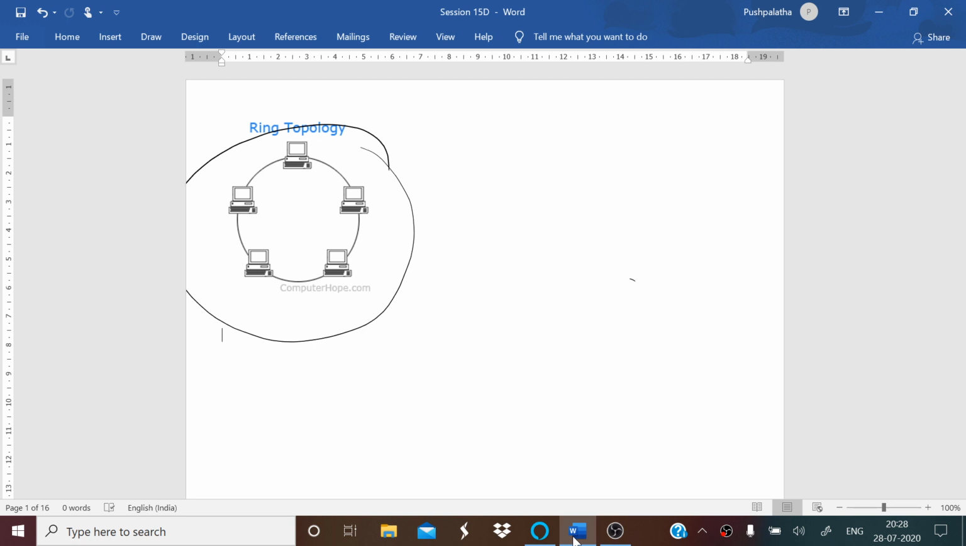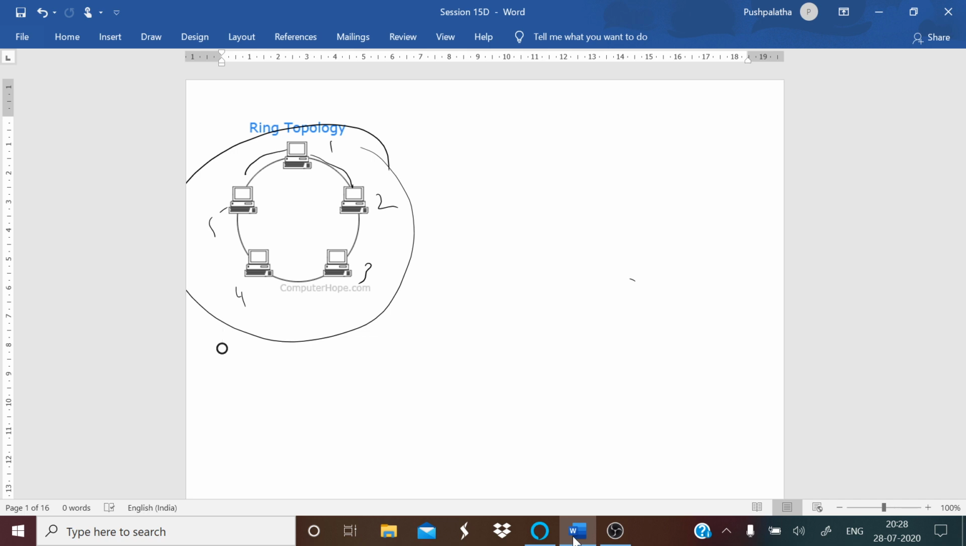So each device is connected to two devices on either side of it. Now this is connected to both this and this. If it is 1 2 3 4 5, one is connected to both 2 and 5. So there are two dedicated point to point links a device has with the devices on either side. That is, it is connected to this and this also, right? So this structure forms a ring. Therefore it is known as ring topology.